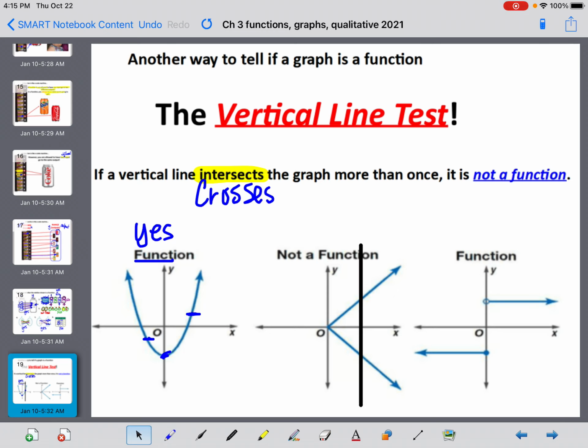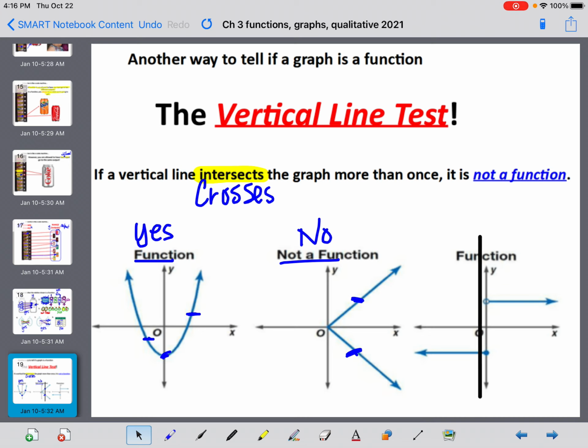If I took a vertical line and dragged it across this graph, if it's ever crossing at more than one place, right? This one is crossing that vertical line at 2 different places. So this one is no, it's not a function, because sometimes I'm getting this value for y and sometimes I'm getting that value for y down there.